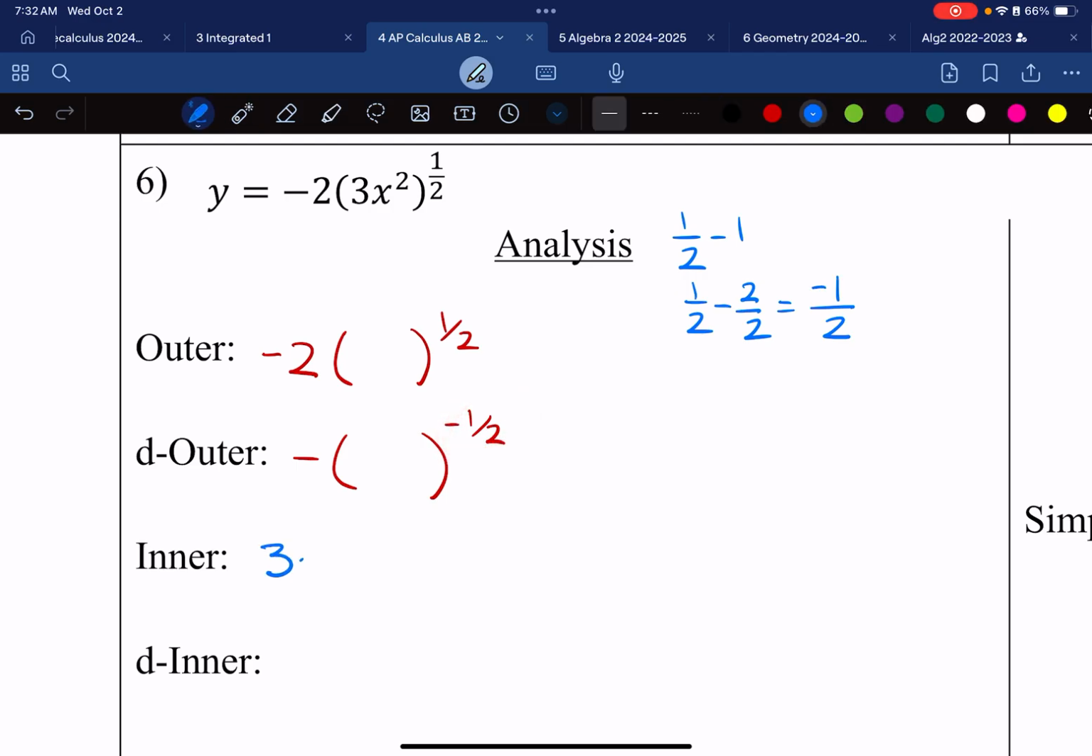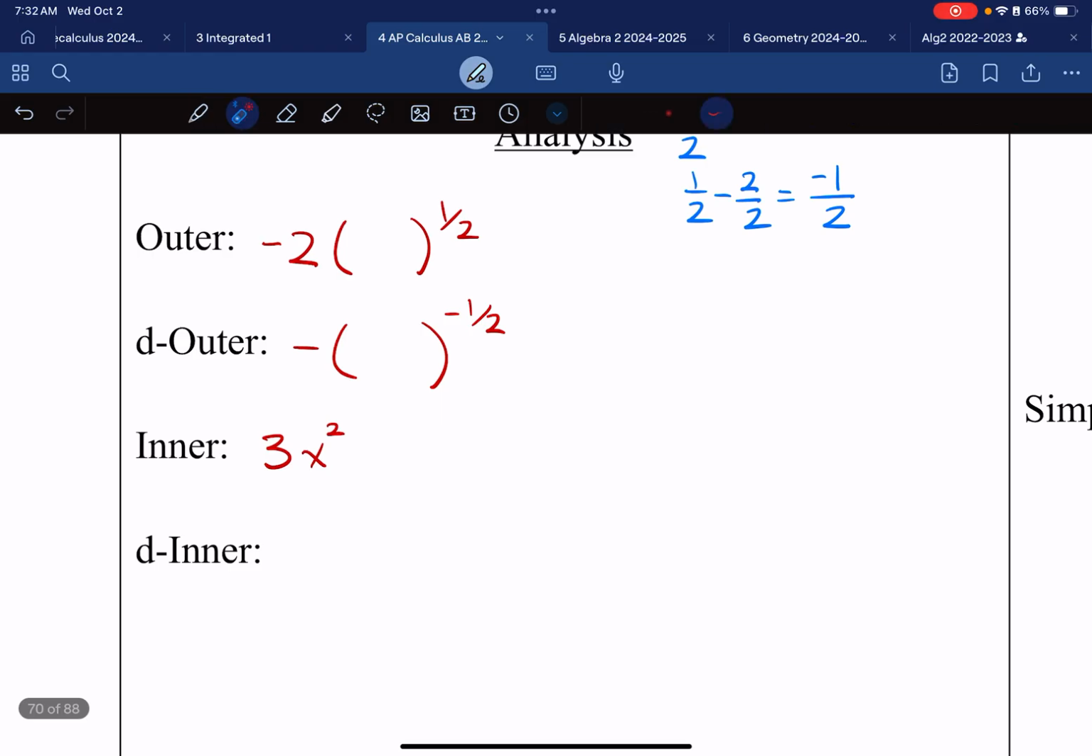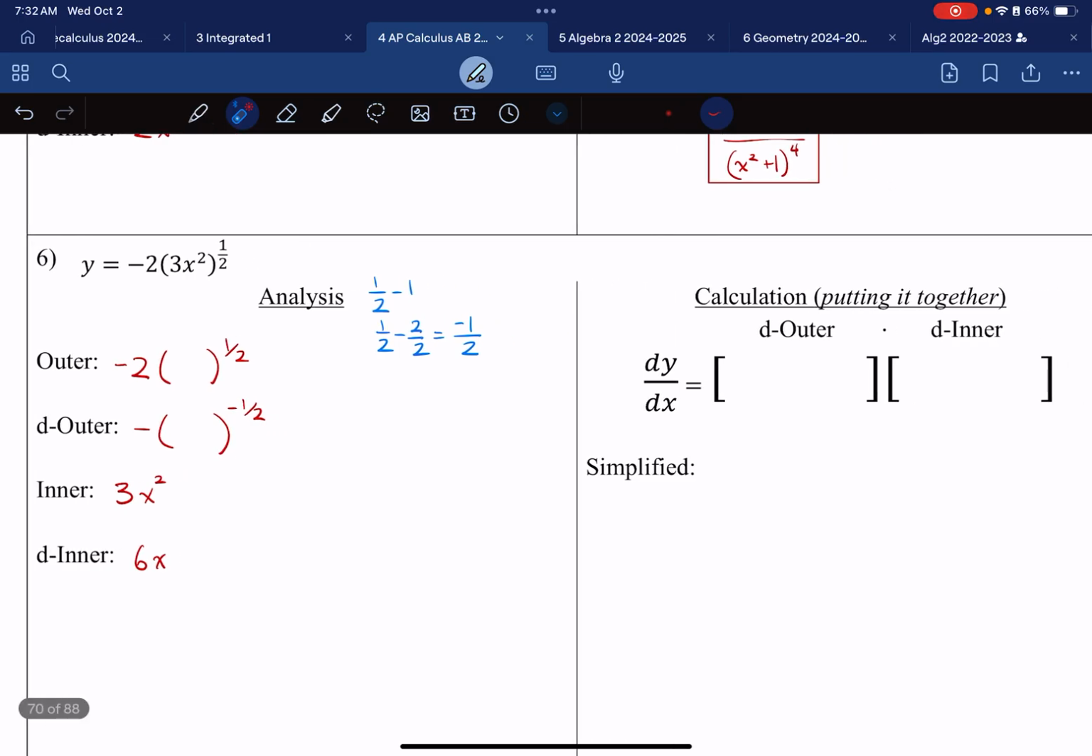All right, what about the inner? The inner is 3x squared. If I take the derivative of that, it's still the power rule. 2 comes down in front. 2 times 3 is 6. 6x to the power of, it used to be a 2, goes down to a 1. I don't write the 1, and I've got my inner derivative. All right, multiplying the outer derivative times the inner derivative.